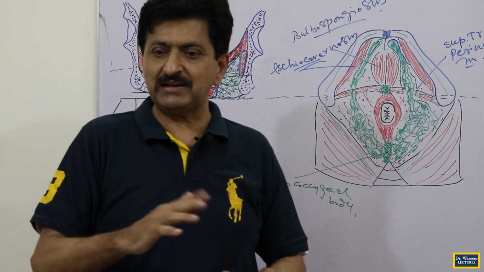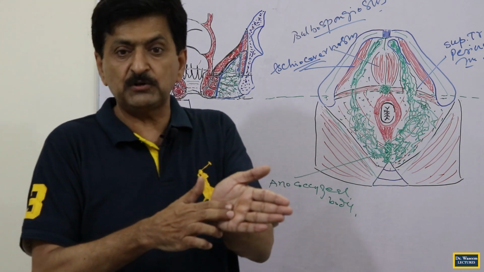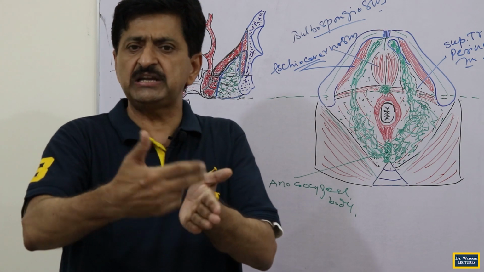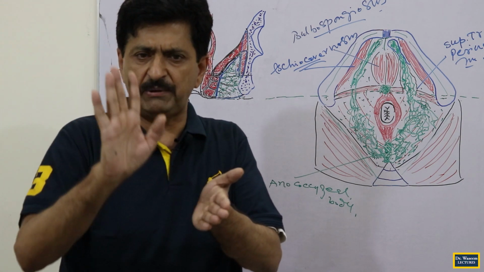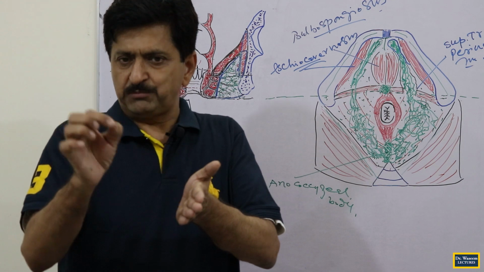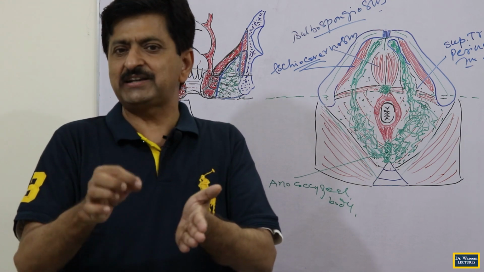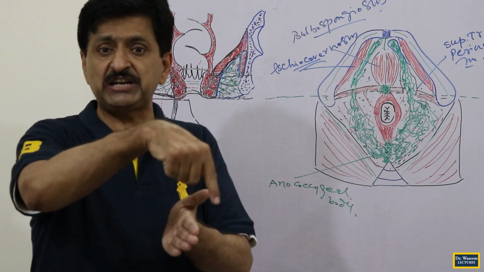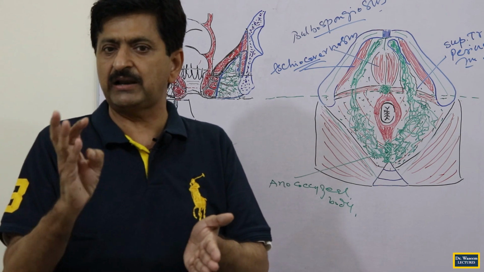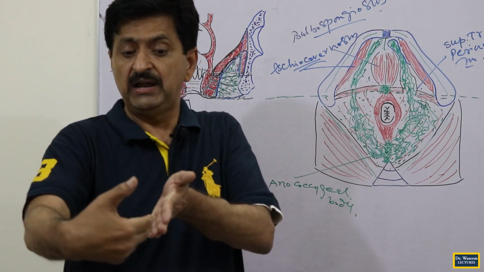So that means under the obturator fascia, the nerve to obturator internus will enter into the belly of the obturator internus, but these three pudendal structures, the internal pudendal artery, internal pudendal vein, and the pudendal nerve, they will travel.